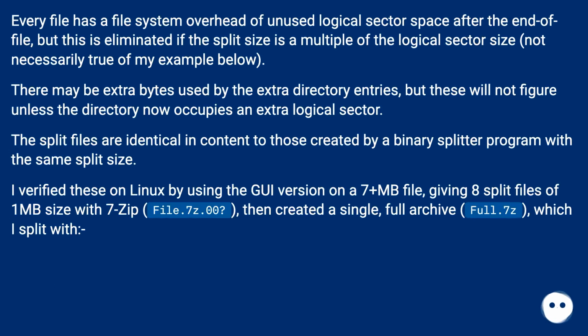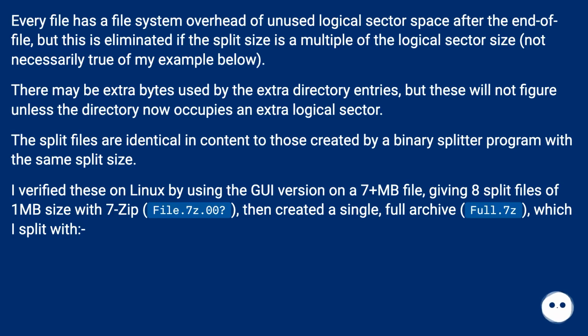Every file has a file system overhead of unused logical sector space after the end of file. But this is eliminated if the split size is a multiple of the logical sector size, not necessarily true of my example below. There may be extra bytes used by the extra directory entries, but these will not figure unless the directory now occupies an extra logical sector.